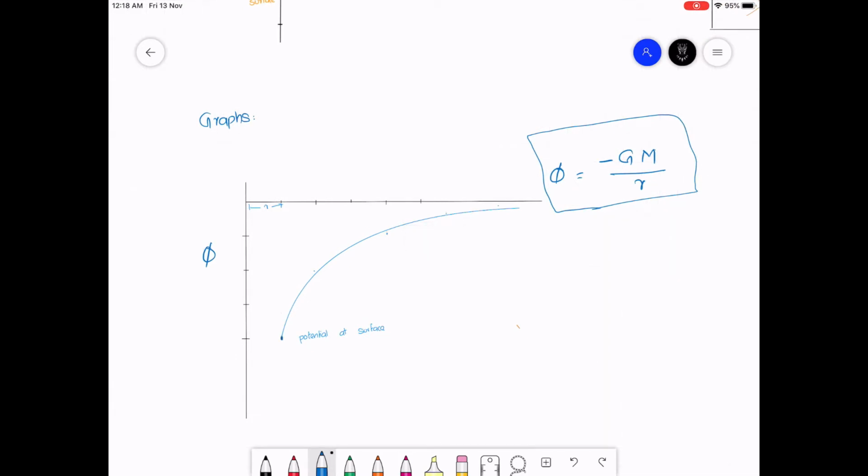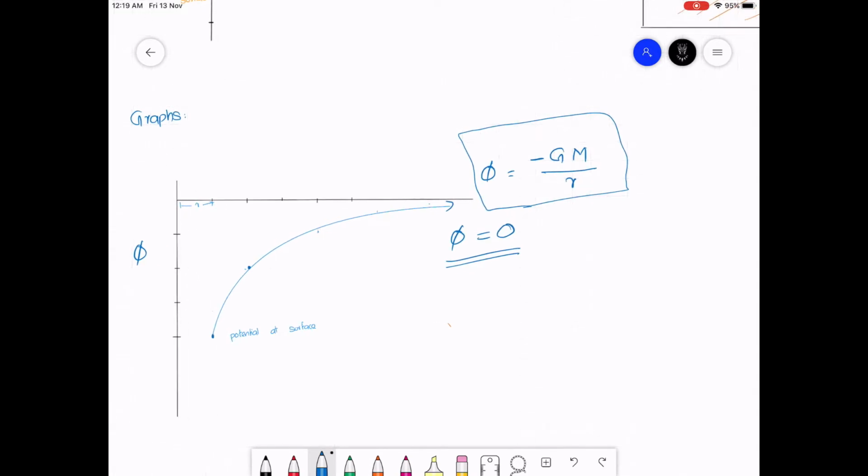Anyway, so if you plot the graph, this is how it would look. So if this is the potential at the surface of the Earth, and you increase the distance, if you move twice the radius of the Earth, then the potential would be halved. And it just decreases in that way. And at infinity, the potential is 0.